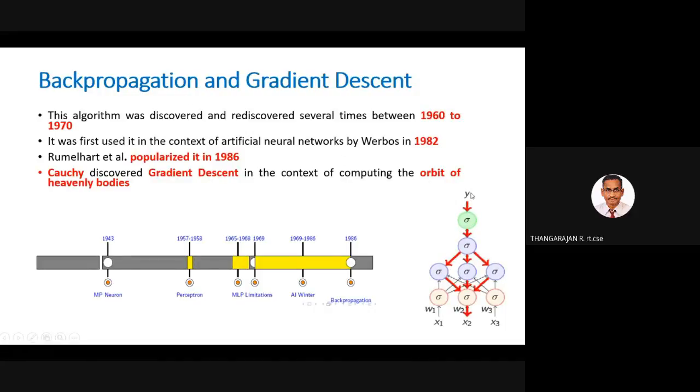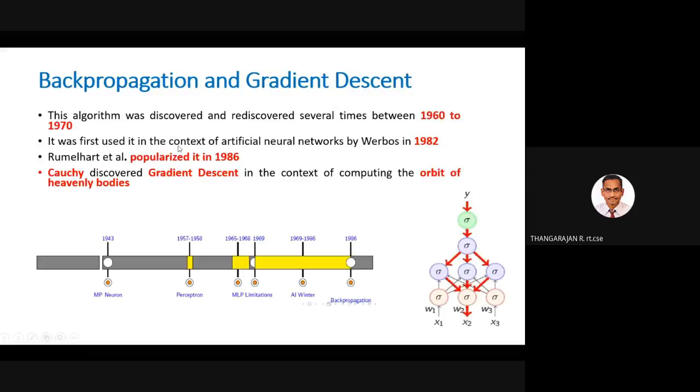So from the output, find the error, and try to minimize the error. When you try to minimize the error, you have to make some adjustment in the previous weights. So the adjustment of the weights runs from top to down, from output to input. And this was possible only by the backpropagation algorithm and the gradient descent approach.